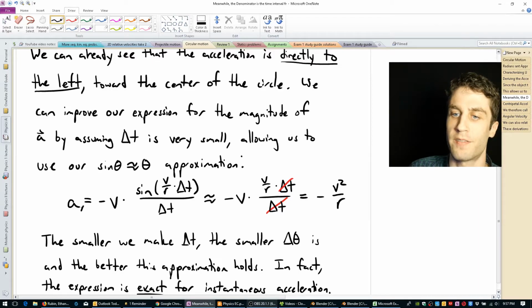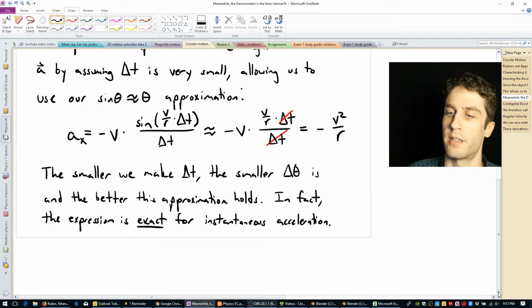The negative sign reflects the fact that this is just the acceleration in the x direction, and so it's the horizontal component of the acceleration. It's saying that it's accelerating to the left when it's displaced to the right. So the smaller we make delta t, the smaller delta theta is, and the better this approximation holds. In fact, the expression is exact for instantaneous acceleration. This is just saying that if we have an arbitrarily small angle, then the sine of that angle gets arbitrarily close to the angle that we're plugging in. Okay.